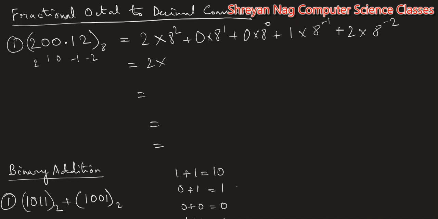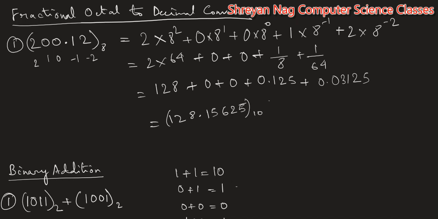So 2 times 64 is 128. The rest of the part is 0 plus 0 plus 1 by 8 plus 1 by 64 times 2. 1 by 8 is 0.125, and 1 by 64 times 2 is 0.03125. So it is ultimately becoming 128.15625 base 10. So this is the output of fractional octal to decimal conversion.